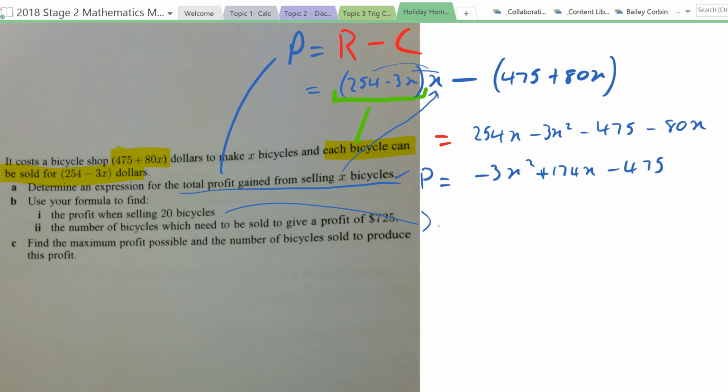Here we want to find out when selling 20 bikes. So P equals minus 3 bracket 20 squared plus 174 lots of 20 minus 475. And whatever that is, is your answer.